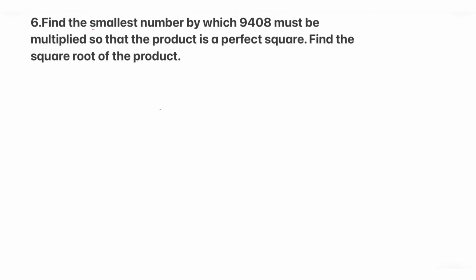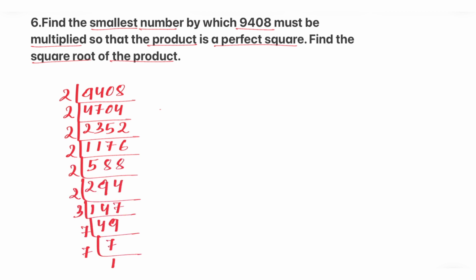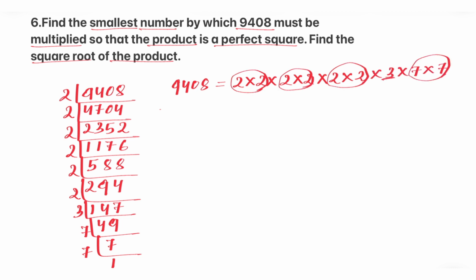Next question is given. Find the smallest number by which 9408 must be multiplied so that product is a perfect square. Find the square root of the product. So we will do prime factorization of 9408. And it is 2 into 2 into 2 into 2 into 2 into 2 into 3 into 7 into 7. You can observe here 3 is not paired up. So 9408 is not a perfect square.